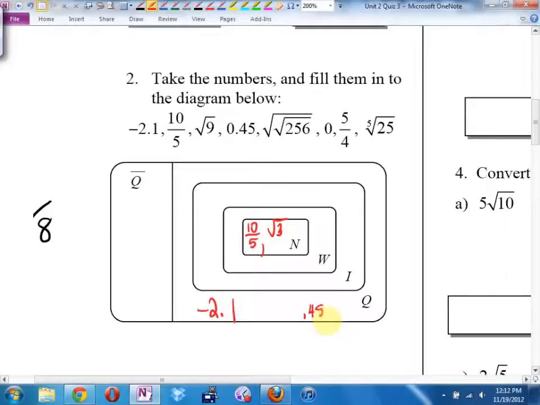The square root of 256. Square root of 256 is 16. Oh, square root of 16 is 4. Wow, this is also a natural number. Root of 256, because that's a 4. Natural numbers are 1, 2, 3, 4, 5, 6, 7, 8. I'll keep going. Whole numbers are, add a 0.